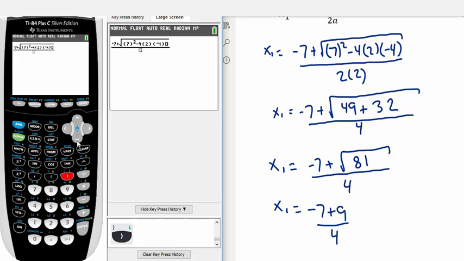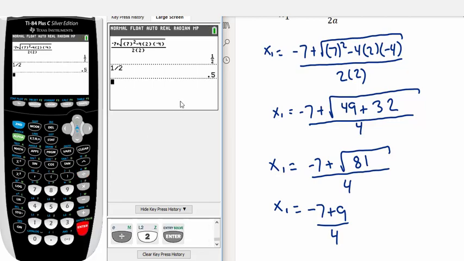Press the down arrow key to get in the denominator, and my denominator was 2 times 2. Press enter to get the first answer of 1/2. If you want, 1/2 can be written as a decimal of 0.5. Now I'm going to retype exactly what I had before, except change the addition to subtraction.